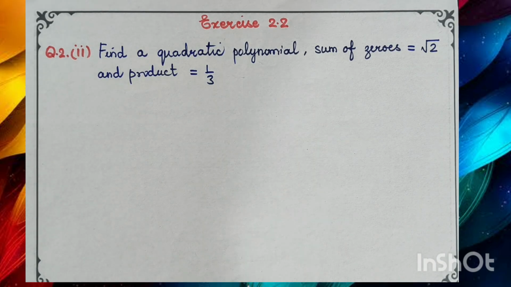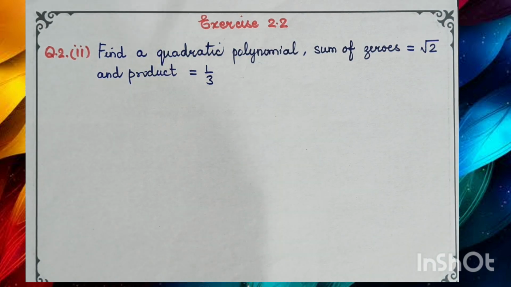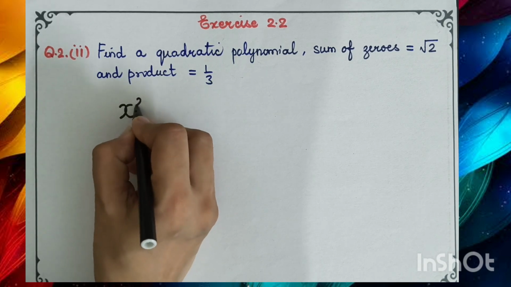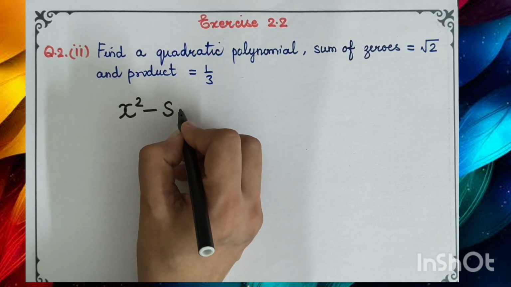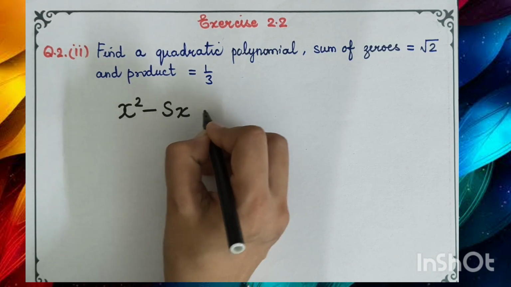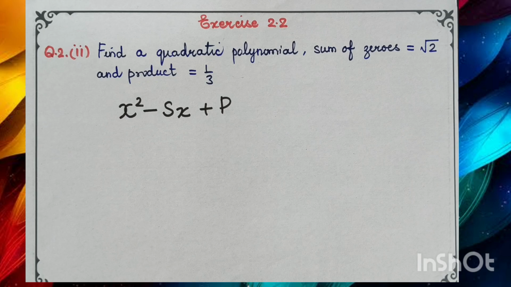Hello and welcome students. So now let's start exercise 2.2 question 2. Now in this question again we have to find a quadratic polynomial whose sum of zeros and product of zeros is given. So as we have seen in the previous video that the easiest, simple method is x square minus sum into x plus product.